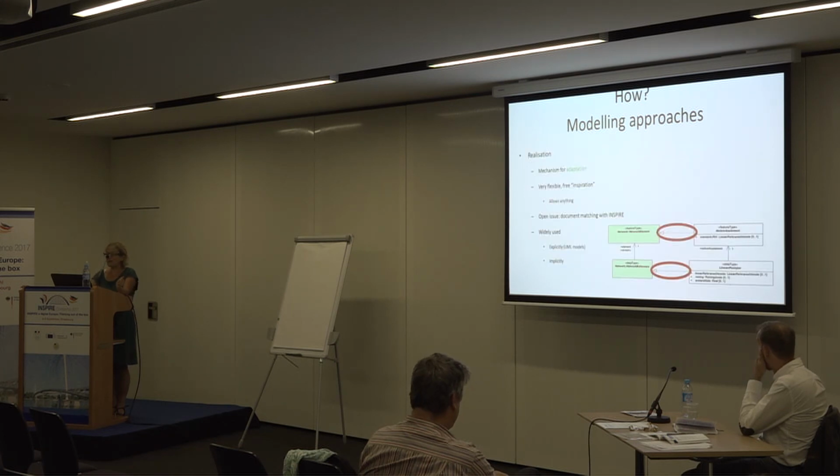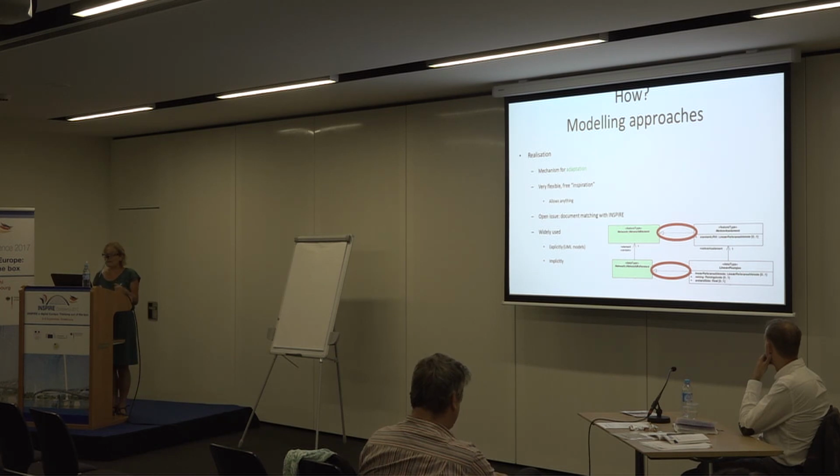The realization is typically the mechanism for adaptation. It looks very flexible. In a way, it's free inspiration. It's so flexible that it allows anything. So at the end, there is this arrow between the INSPIRE model and the national one, but it doesn't say anything about the real matching. So should we document this matching with INSPIRE, and how?